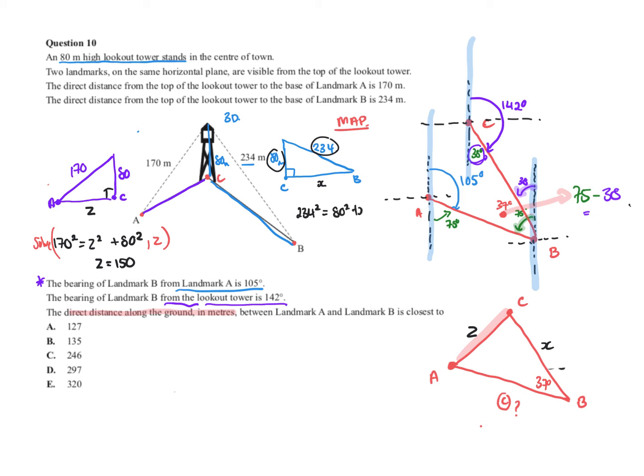squared plus x squared. So we use Pythag and we end up with x equaling, if I round, it'll be 220 meters. So now I know that this is actually 220 and this is 150.